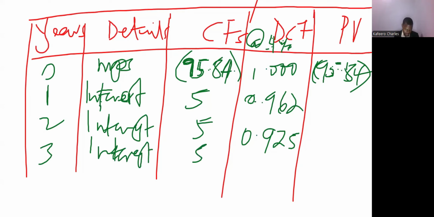Then this other is 5 times 0.962, which is giving us 4.81. So when you add those, this is the NPV minus the 95.84. It is giving us 1.073. It is a positive NPV.